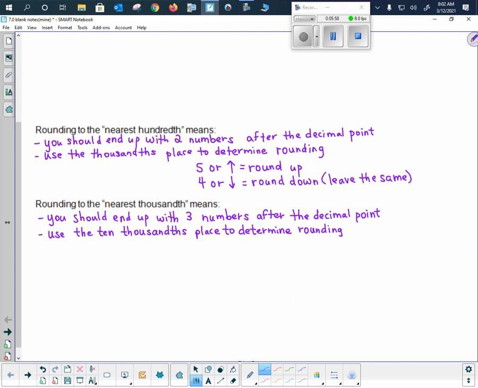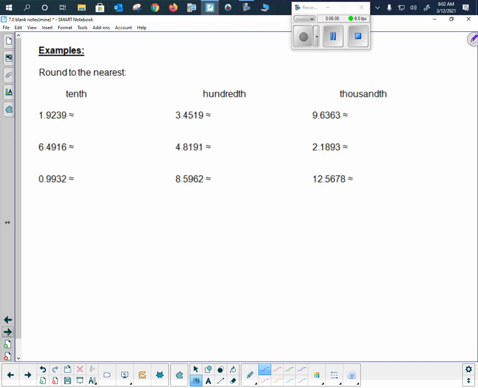Okay, so let's practice. Let's do some examples. Let's say in this first column, we are rounding to the nearest 10th. First of all, what number is in the 10th spot? Why don't you just underline it.